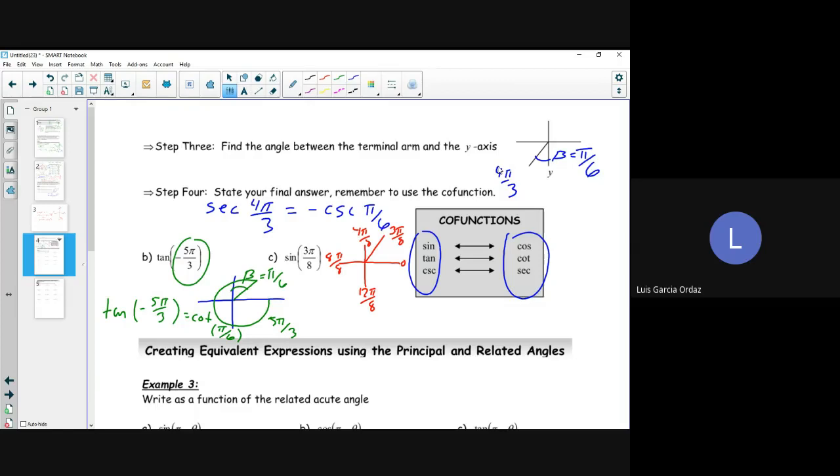So what would our correlated acute angle be? Yeah, pi over 8. Good job, Keith. So we have our normal function, sine of 3 pi over 8. And what is its cofunction? Cosine. And because it lands in quadrant 1, it's going to be positive. So sine of 3 pi over 8 is equal to cos of pi over 8. If you were to do that on your calculator, you would see that the left side is equal to the right side. I got it.